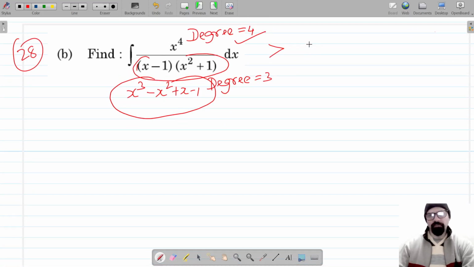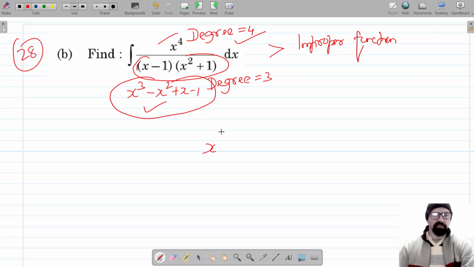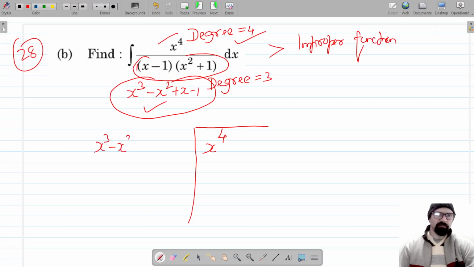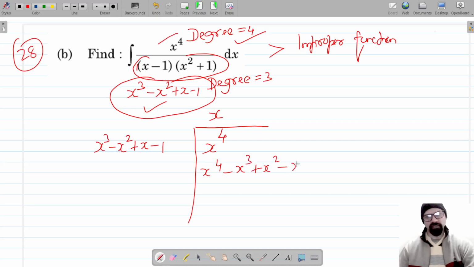This is an improper function because the degree of the function in the numerator is greater than the degree of the function in the denominator. So what we are going to do in this case, we are going to divide x raised to the power 4 by the denominator, that is x cubed minus x squared plus x minus 1. Let's multiply it with x, which gives me x raised to the power 4 minus x cubed plus x squared minus x.